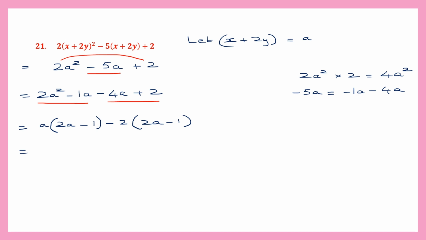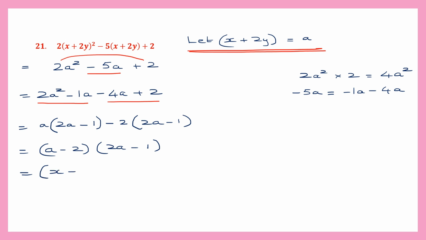So now let's take this and this. So this becomes a minus 2 and the other one is 2a minus 1. Now we're going to go back to this, and here we're going to see that wherever we have a, we're going to write x plus 2y. So let's do that. So wherever we have a, x plus 2y. So this is going to be x plus 2y minus 2. Here also we're going to say wherever there's a, x plus 2y. So this we have to write in brackets because here it's multiplication. 2 into x plus 2y minus 1, close brackets.